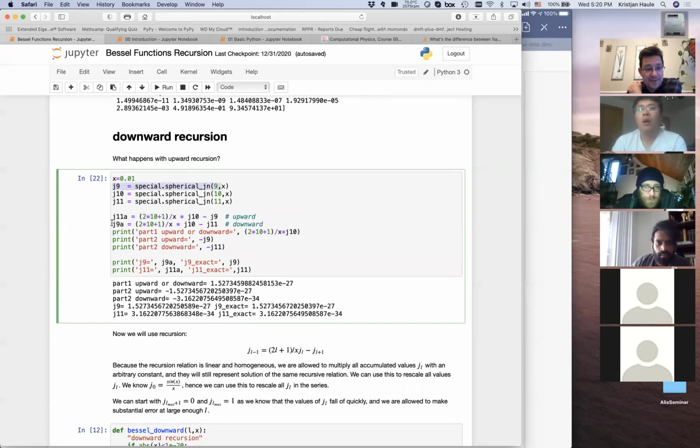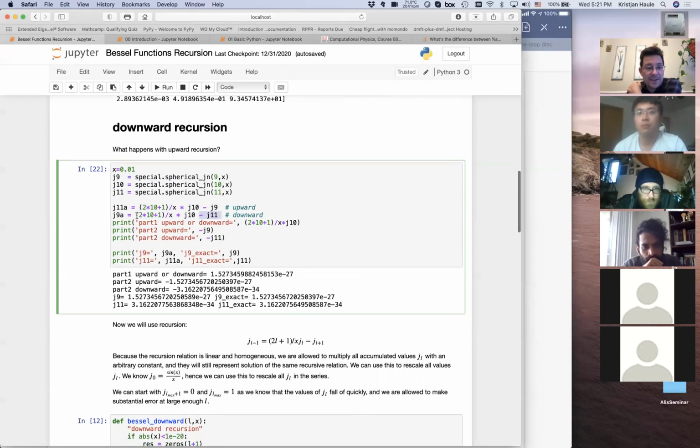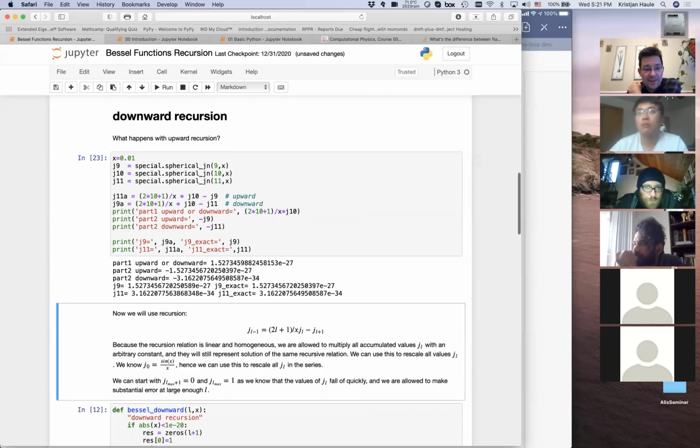J9 is calculated by the same expression, 2 times 10 plus 1 divided by X times J10, but then we subtract J11 rather than J9. Is it clear? Now we can check the same way how much these two numbers subtract. Do they subtract or don't they? In order to do this, we of course need to compare how big J11 is compared to this first part. I will evaluate this, and we see.